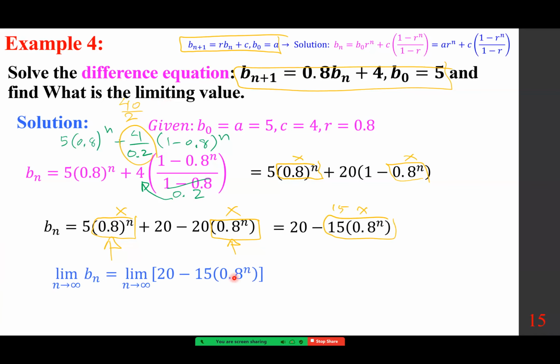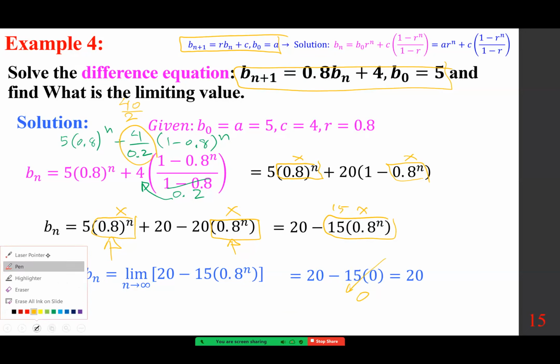Since this is 0.8, I hope everybody remembers this will go to 0. This will go to 0. So you get 20 minus 15 times 0. So this changes to 0 because 0.8 is between -1 and 1. And so this goes to 0. And the answer is 20. And if they have given us units, we answer it with proper units.